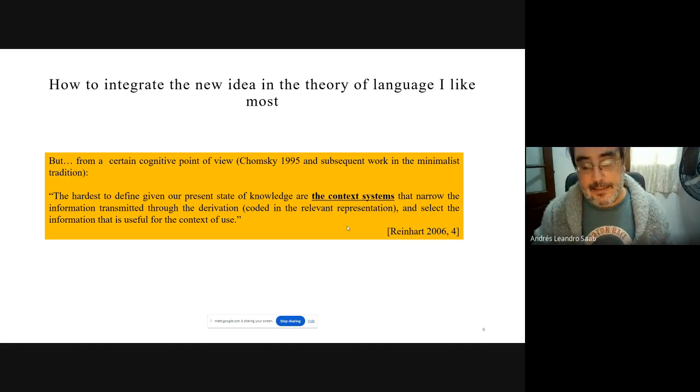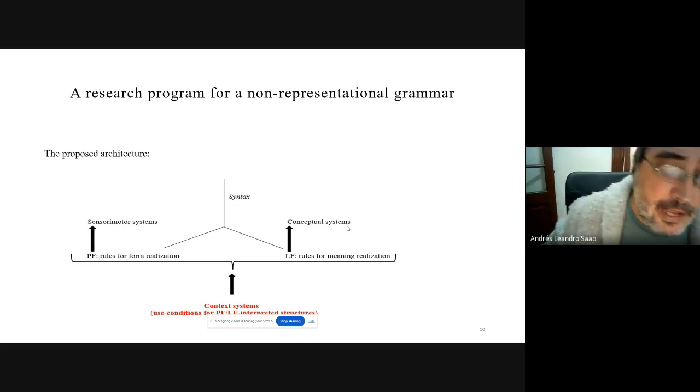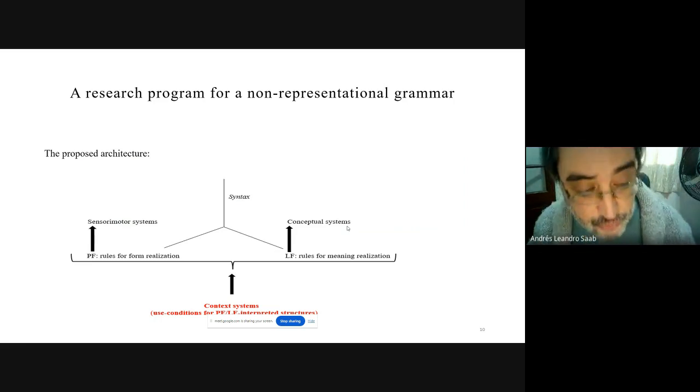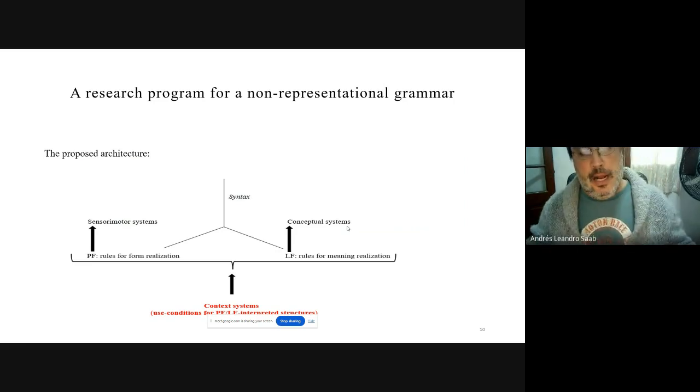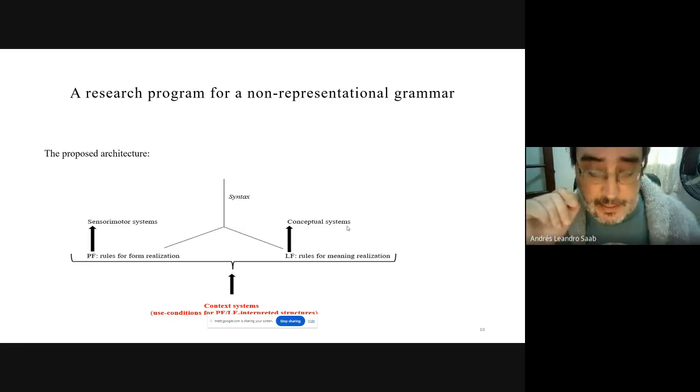So I will make a speculation here, and I will propose that the context system has kind of a global flavor, in the sense that, different from the conceptual or sensorimotor system, the context system can access both PF and LF interpreted structure. So I will claim that the context system can provide, or can deduce, use conditions both at the PF and the LF system. Okay, this is basically the general idea.